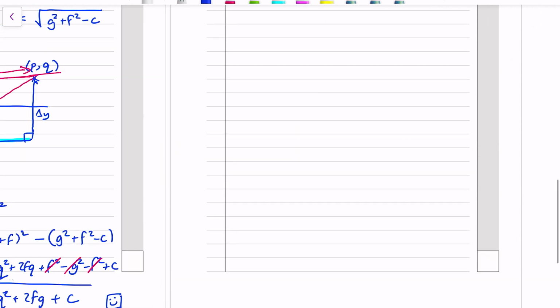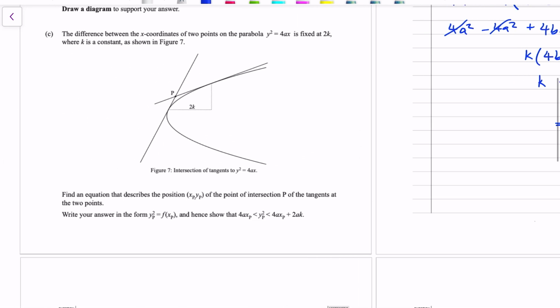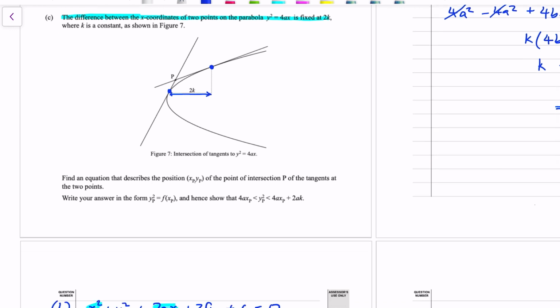Alrighty, last question, as I said from the outset, is pretty evil. It's fairly systematic, the algebra blows up. Okay, the first thing is we've got the difference between the x coordinates of 2 points on the parabola is fixed at 2k, fixed meaning a constant. If we've got this point here on the parabola and another point on the parabola, we can see that the difference in the x coordinates is 2k, where k is some constant. Find an equation that describes the position xp, yp of the point of intersection.